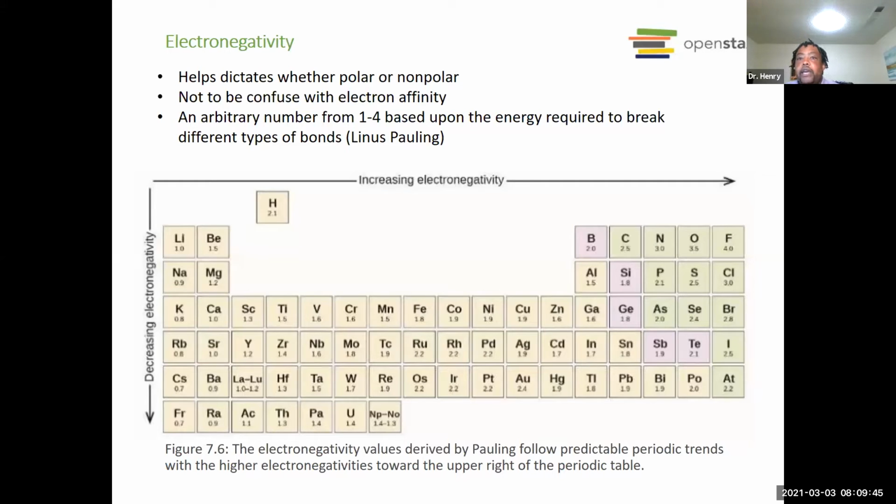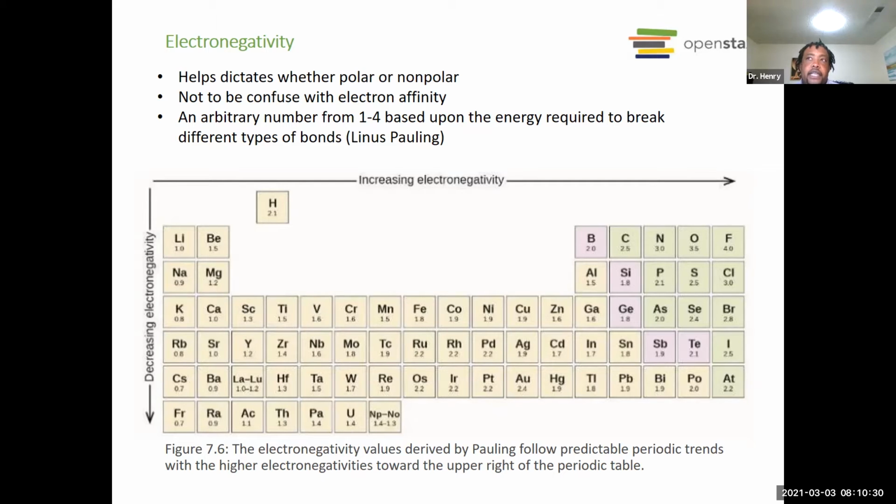Okay, so when we're talking about electronegativity, the way that we determine it, first off, again, these are arbitrary numbers, right? They're based upon the energy that was required to break different types of bonds. And so they found that fluorine with anything is really, really hard to break. So that means fluorine has a really strong pull on things, right? So fluorine has the highest electronegativity, where francium is really, really weak. So that means it doesn't have a very strong pull. It's like, here, take my electron. It's yours. I don't want it, right? But it's just for that first electron, okay?